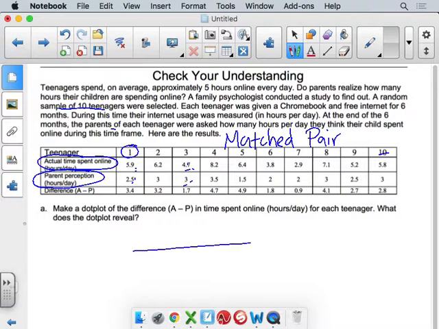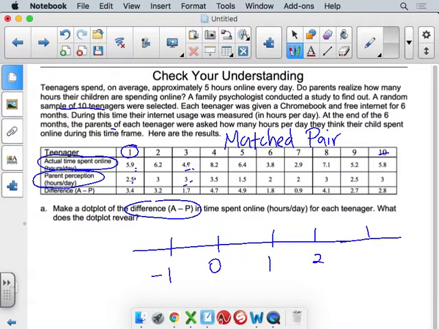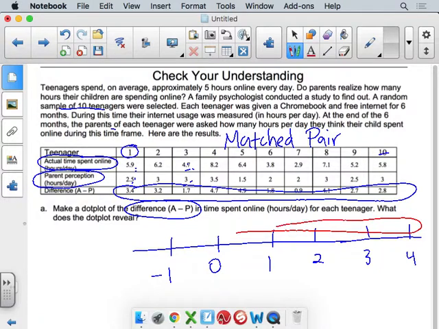Okay. Alright, on A, we don't really have to make a dot plot, but this is just seeing what's actually happening here in the problem. So I'll even go negative, because this is the difference between actually spent on the time and perceived spent on the time. But it's still positive, because they're all positive numbers. So the dot plot is like all over here. So maybe I won't even put the dots on there.